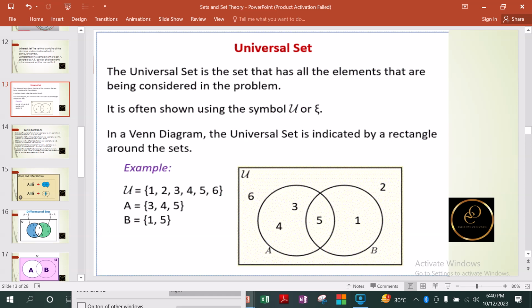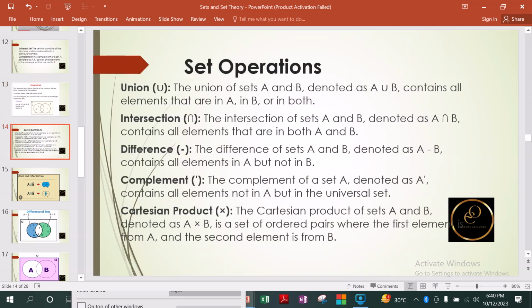Then let's look at the other one, which is the complement. The complement of a set, denoted by A complement, as I've already shown you the symbol, contains all elements not in A but in the universal set. So if you look at this example.